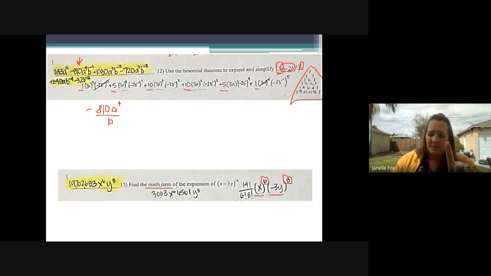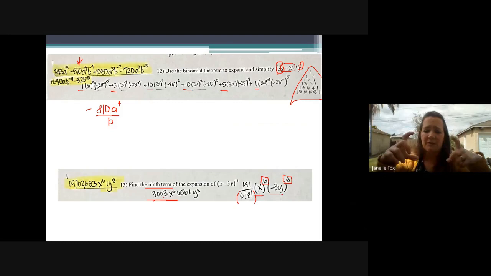Now, when I put this in my calculator, I had to be very careful. I had to make sure that I put this in parentheses on the bottom. So if you happen to not get the right coefficient out here, that's probably what you did. You forgot to put the bottom in parentheses. And then I raised each guy to the power. I also had to take a -3 to the 8th power, which is this 6561 right here. And then I multiplied that all together. It's 19,702,683 x to the 6th, y to the 8th. We did it. Nice work.